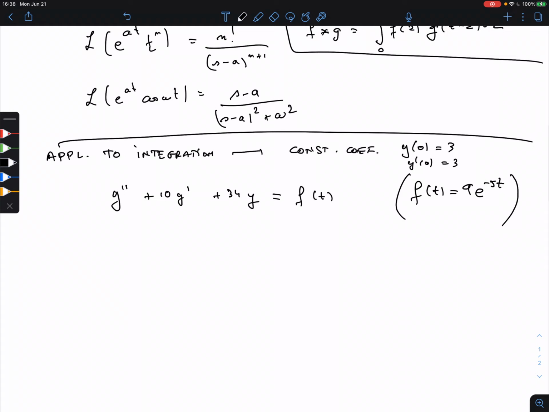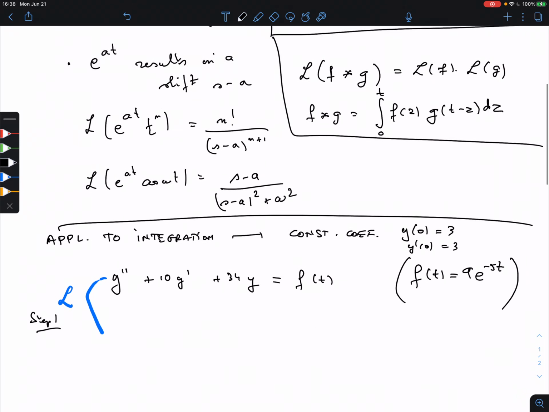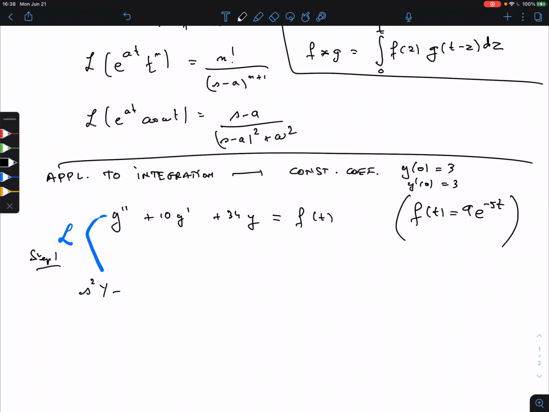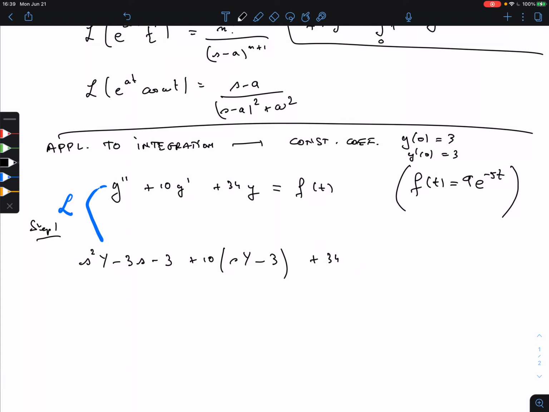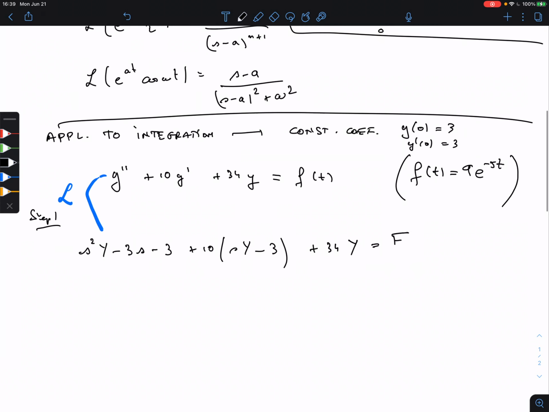So step 1 is we take the Laplace transform. So we apply the Laplace transform. The Laplace of y double prime is s squared Y minus 3s, right? 3s minus 3. The first 3 is y of 0, the second 3 is y prime of 0, plus 10 times sY minus 3, that's the y of 0, plus 34 times capital Y. Okay, and then of course on the other side we get this capital F, the Laplace of little f, which we don't know what it is, so at the moment it is vague.